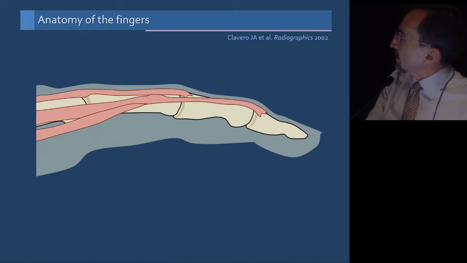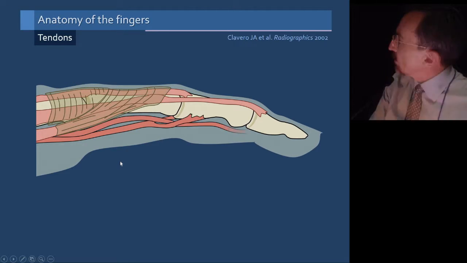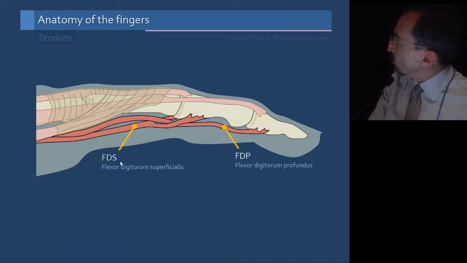Those are the extensor tendons, and then there is the so-called extensor hood, part of which is the sagittal band here, and then we also have some slips here of the extensor tendons. All of them actually make up the so-called extensor hood, and then we have the flexor side with the flexor digitorum profundus and also the flexor digitorum superficialis here.